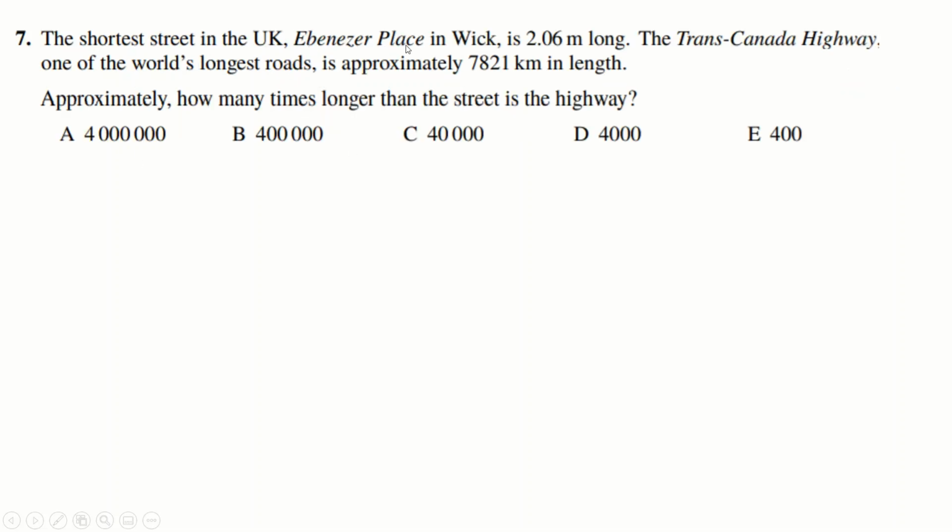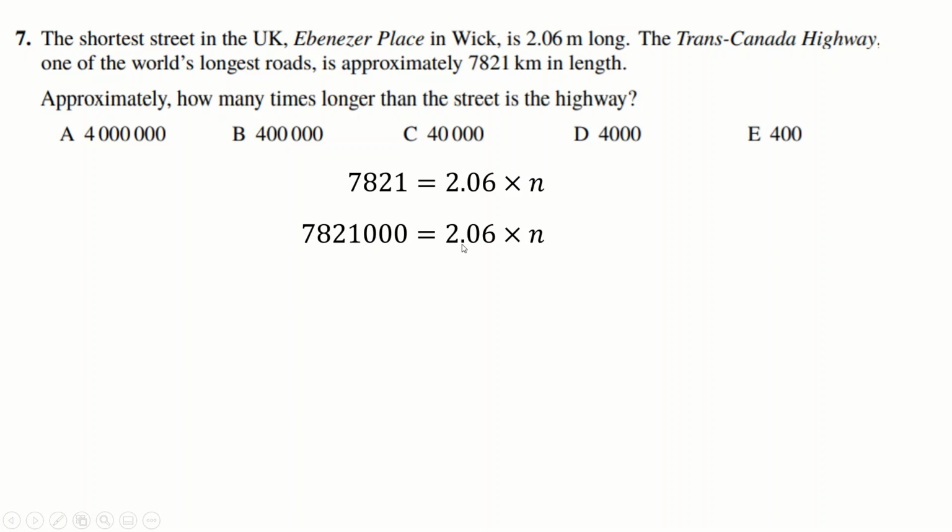So the shortest street in the UK is 2.06 meters long. Longest road is 7,821 kilometers. How many times longer? So you need to times this road by some number to get this road. So 7821 equals 2.06 times some number, and we're looking for what this number is. Except a couple of things to do here. Firstly, these units are wrong. So to put them both in meters, I'll keep this one as meters. To put this in meters, I need 7,821,000. That'll put it in meters. And also approximately, right?